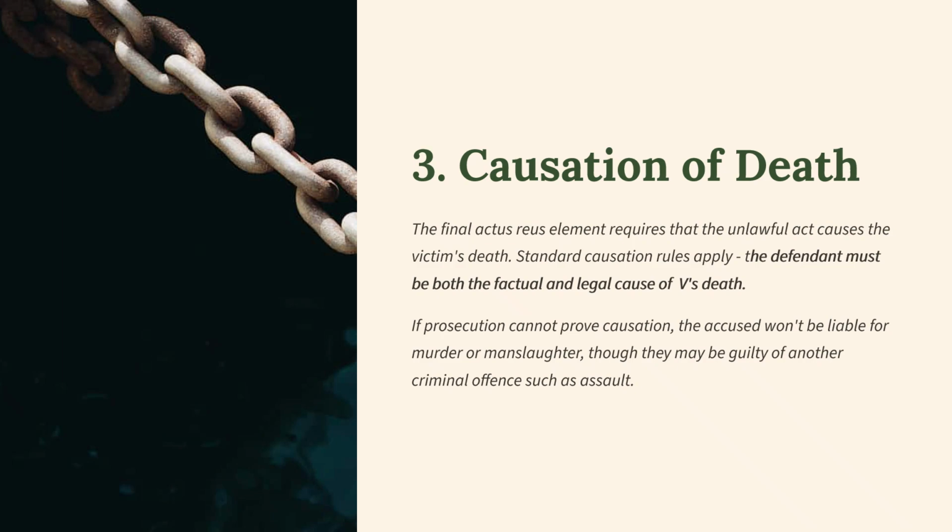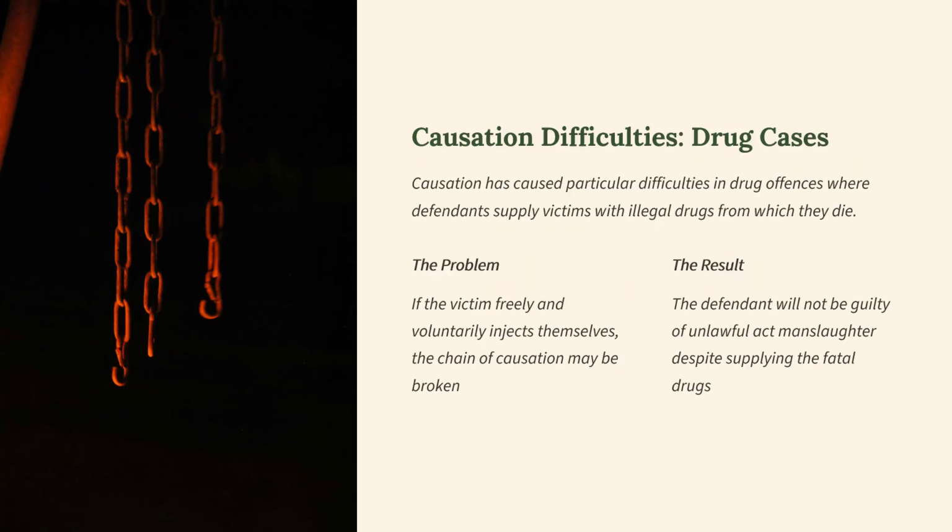Now let's turn to the third element, causation. This is the final actus reus element, and requires that the unlawful act causes the victim's death. Standard causation rules apply. The defendant must be both the factual and legal cause of the victim's death. If the prosecution cannot prove causation, the accused won't be liable for murder or manslaughter, though they may be guilty of another criminal offence such as assault. And please watch the classes on factual and legal causation.